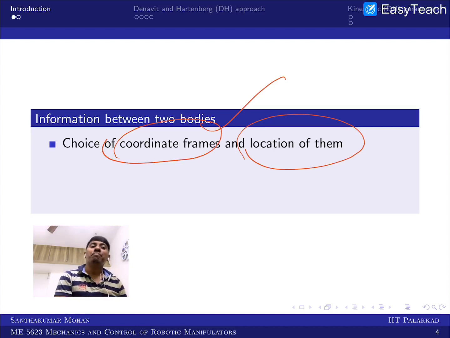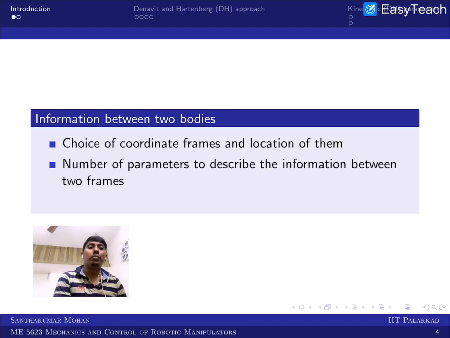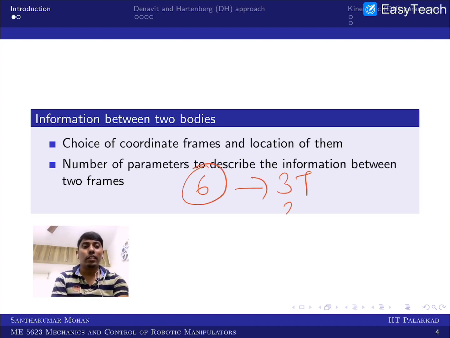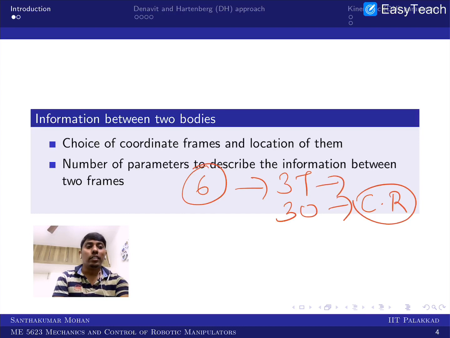Yes, I agree. If we fix it from one center of gravity to another center of gravity, how many variables are required to describe the transformation of one body to another? We all know, it is in space. So the number of parameters required to describe the information between two frames is 6, which is 3 translation and 3 orientation parameters. The 3 orientation parameters we got from the composite rotation matrix, and the 3 translation parameters we got as a simple position vector.